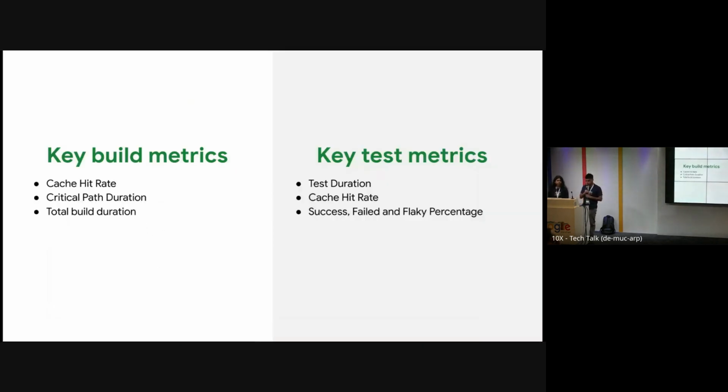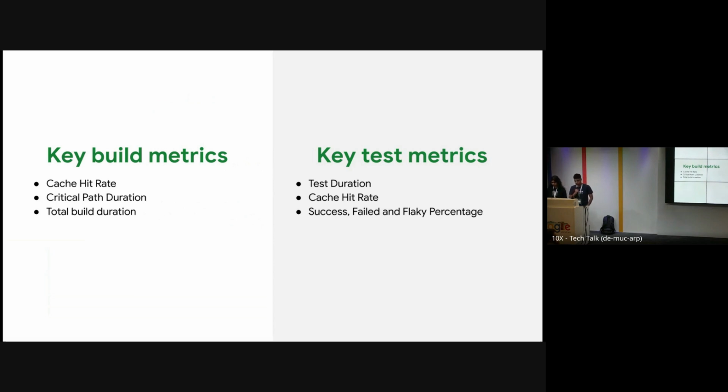Before we move on to the demo, we'll take a look at the key metrics that we're trying to explore. Primarily, we're looking at cache hit rate, which is the percentage of work avoided and rather pulled from remote cache from previously executed actions.